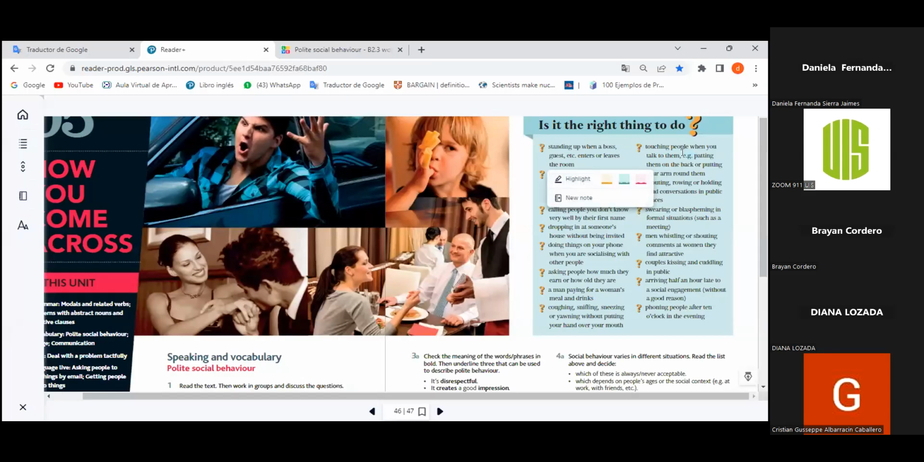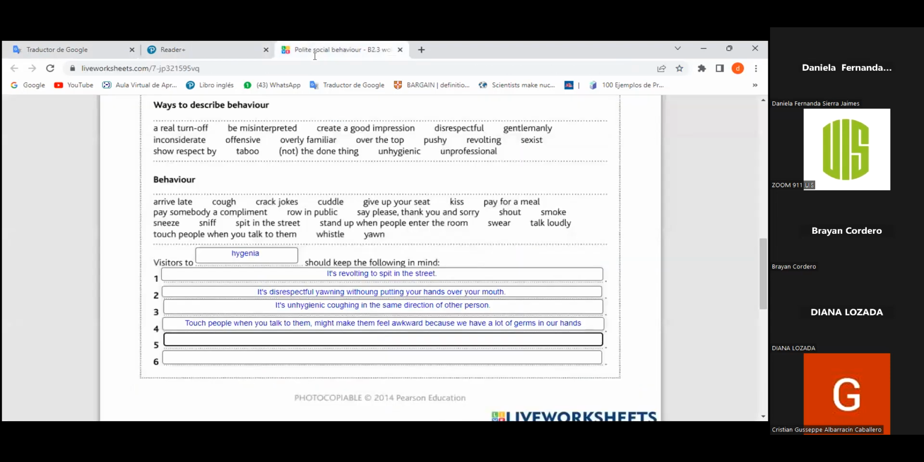Touching people when you talk to them. How are you guys doing here? Hi, teacher. I think that is when you're having a conversation with a very, very close person, but it's not the case. Like being very familiar, not necessarily an unhygienic person.